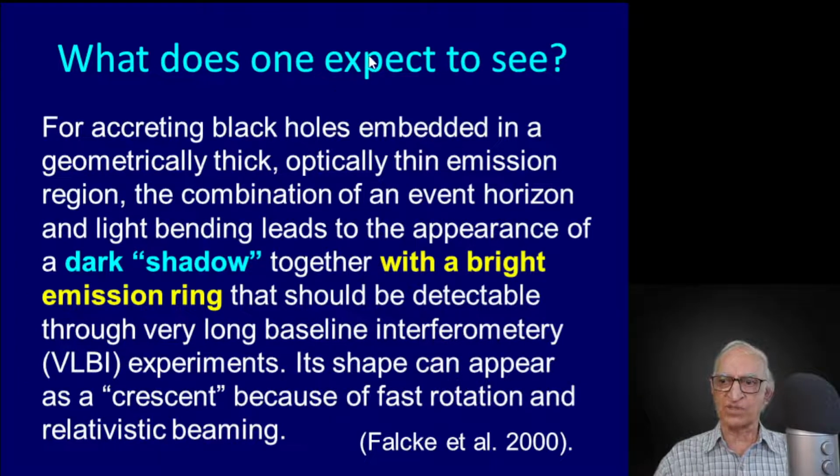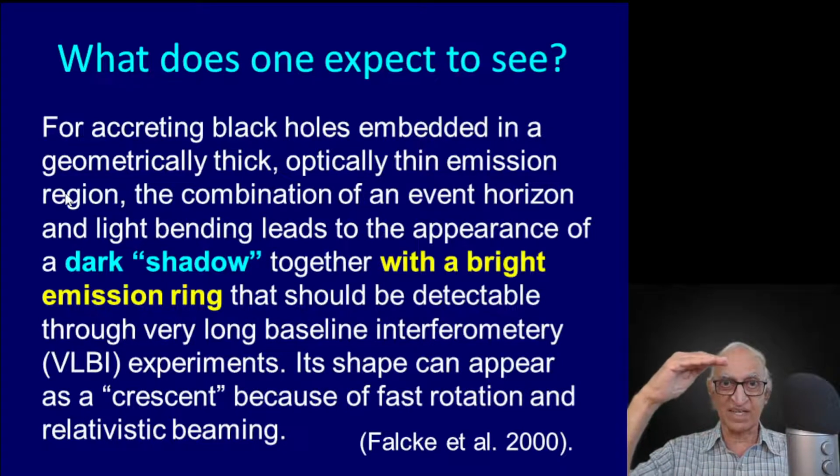Now, what does one expect to see? Long before these observations, which were done in 2017, Falke and his collaborators in the year 2000 studied this problem. And they said, this is what you should expect to see if someday you had a telescope with an angular resolution to see very close to the black hole. For an accreting black hole embedded in a geometrically thick, optically thin emission region, there is a thick accretion disk, but optically thin. Optical depth tau is very small compared to 1.